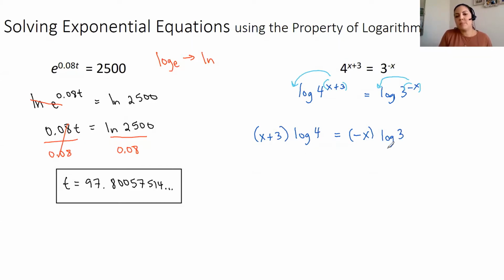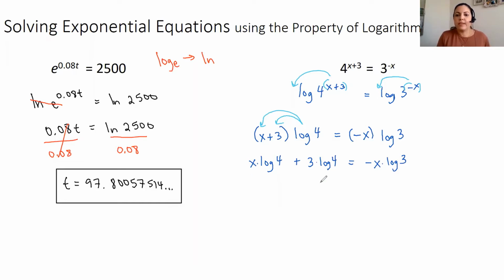And so we have a couple different options here. When we're trying to solve an equation, we want to get all of our x terms on one side. So in order to help me do that, I'm going to go ahead and distribute this log 4 on the left. Remember, log 4 is just a number, so we can treat it as just a coefficient. So when I multiply log 4 times x, I'm going to write that as x times log 4. And then here's 3 times log 4 equals, I'll just drop those parentheses, negative x times log 3.